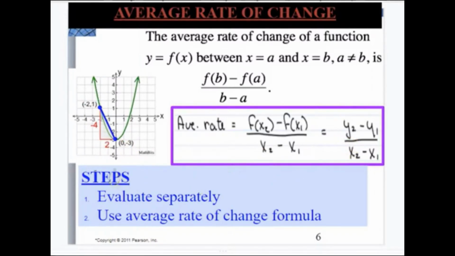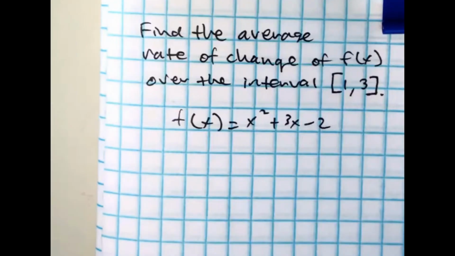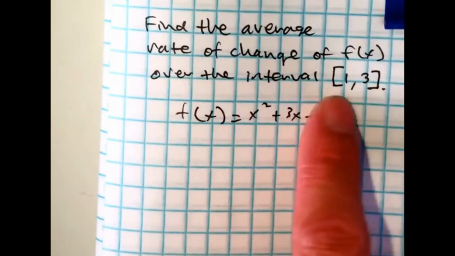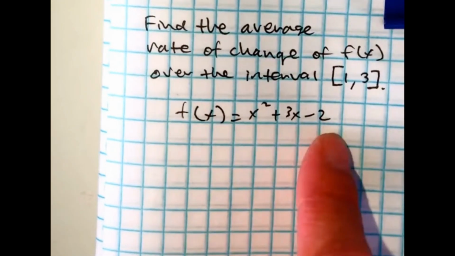So in class today, here are the steps. We're going to evaluate them separately, and then we're going to use the average rate of change formula. The average rate of change formula is just your slope formula. Alright, and this problem says find the average rate of change of f of x over the interval 1 to 3, and the function f is x squared plus 3x minus 2.